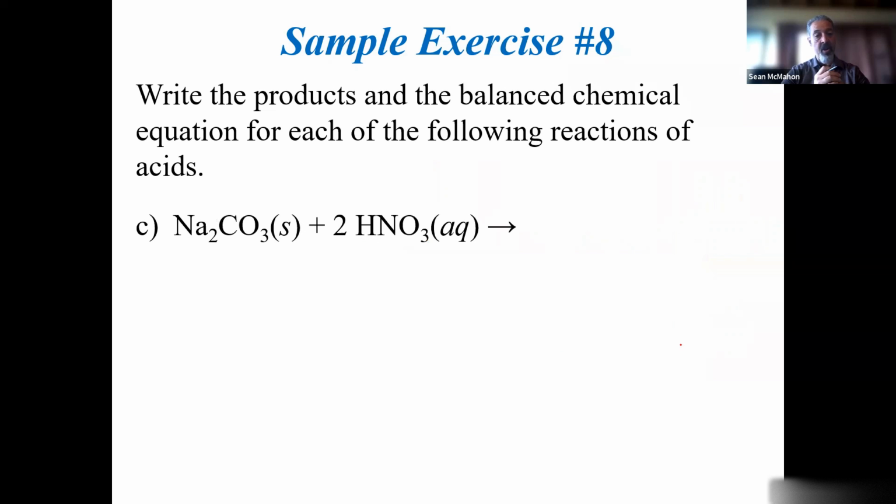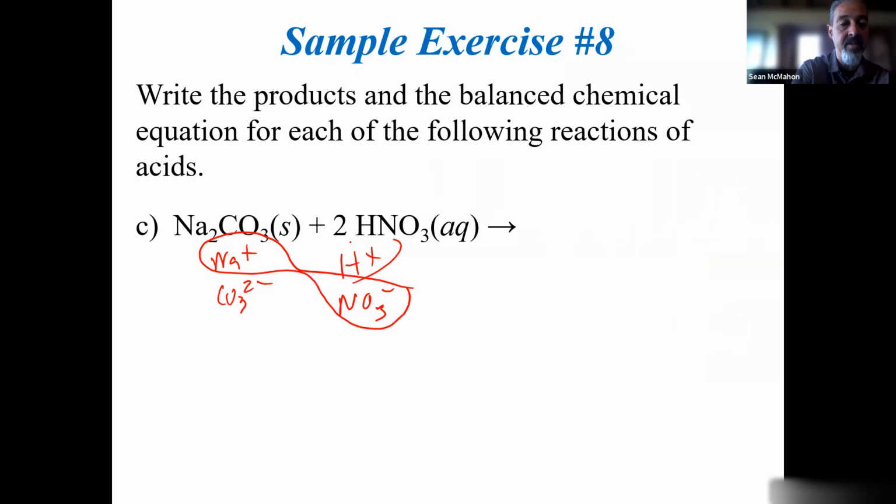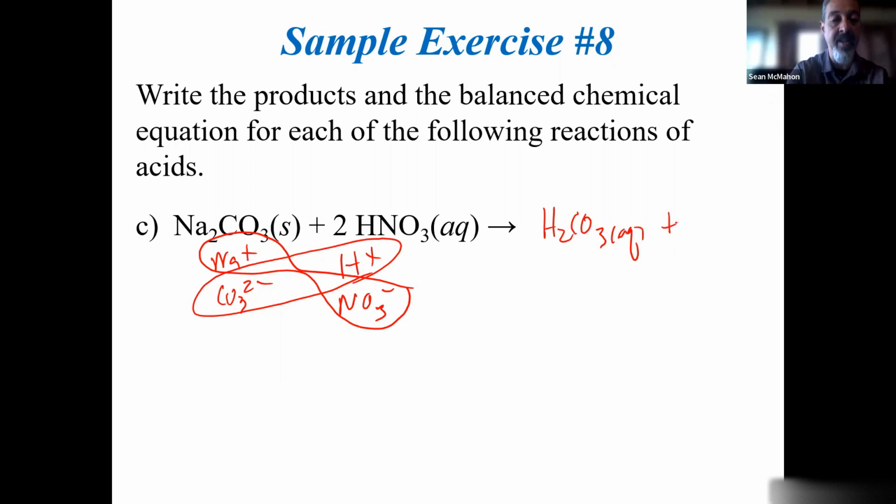So what if it was just carbonate? Yeah, same concept, right? We're going to do H plus, NO3 minus, crisscross. I'm going to produce what? Carbonic acid and sodium nitrate.